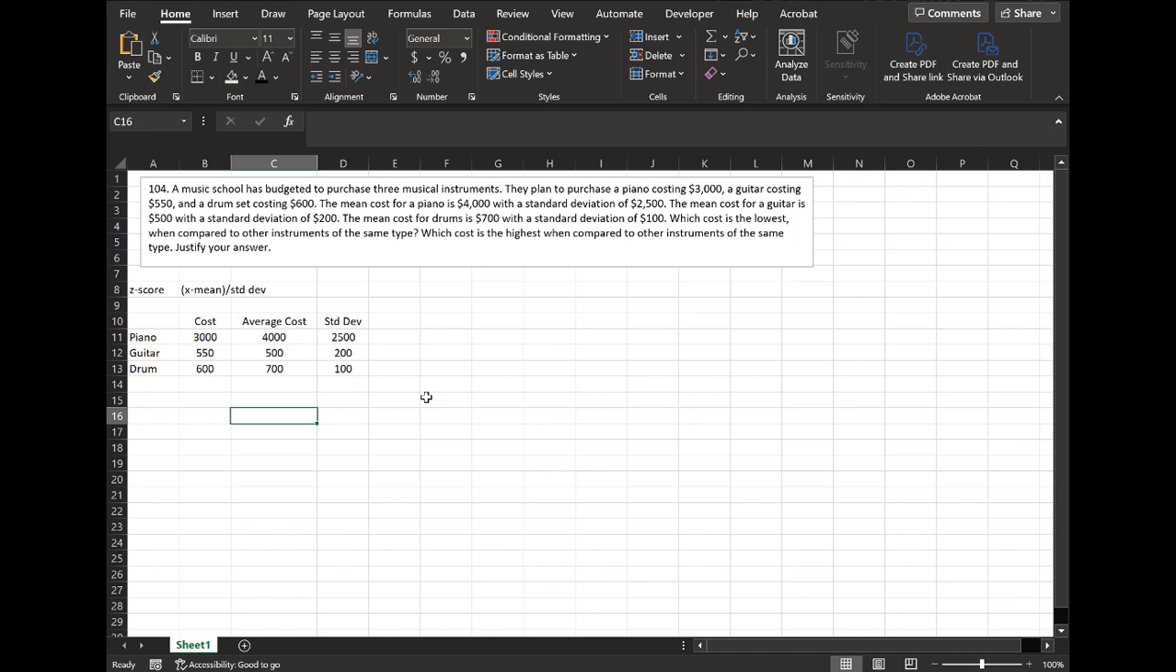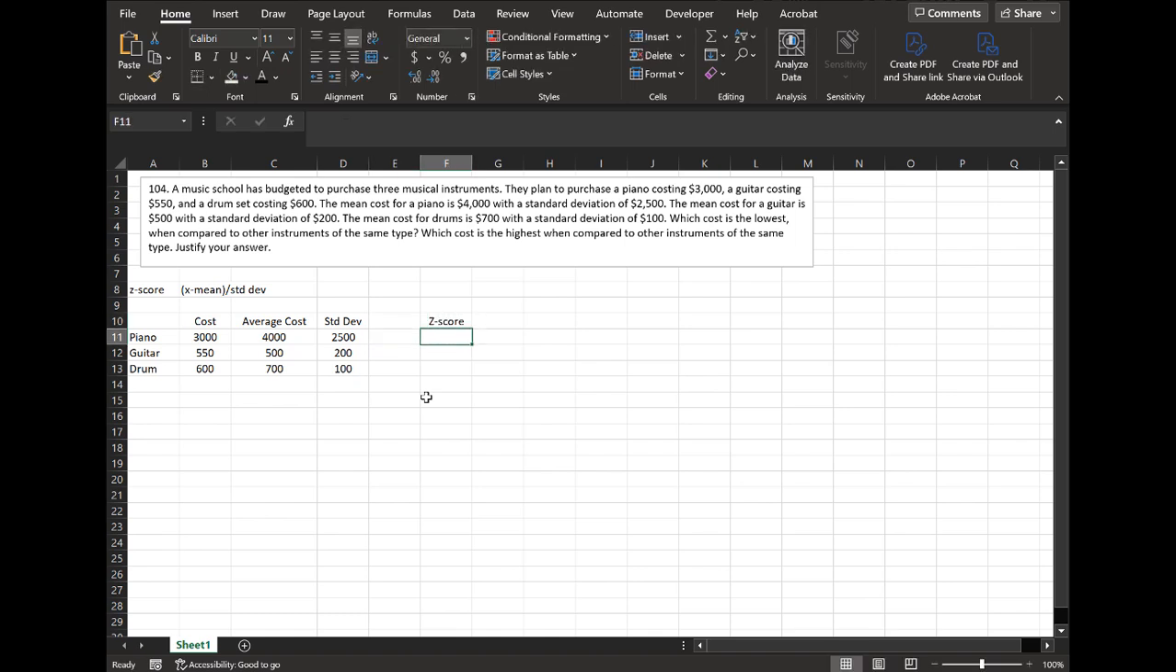Okay, so you can tell just by looking at this that the guitar is higher than the average cost, it seems. So this guitar probably doesn't seem like the lowest cost. And then you have the piano and the drums. These are both below that average cost, but you need some sort of way to really classify why these are better deals. The way to do that is by calculating the z-score.